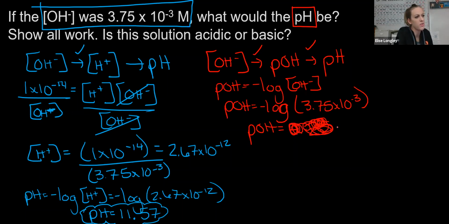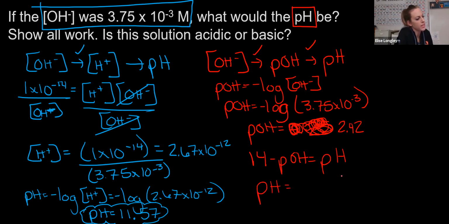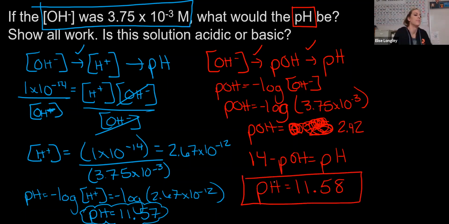Yeah, I was like, I don't know where I got that number from. Oh, do you know what? I do know where I got that number from. Hold on, spoilers. So 14 minus pOH is going to be equal to pH when you rearrange the equation. So pH, when you do that, is going to end up being 11.58. So notice how the numbers turned out almost exactly the same. It doesn't matter which one you use.